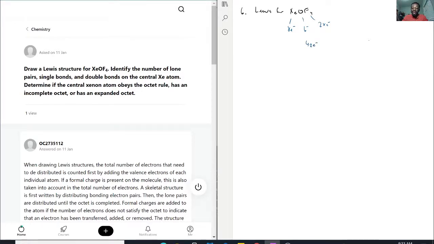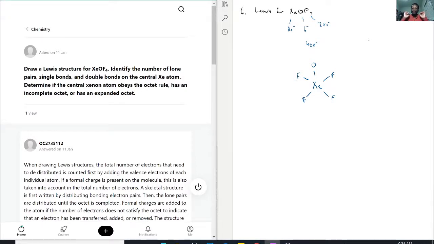So we have xenon in the center. And right away, we're really just going to break this octet. Let me start like this actually: 1, 2, 3, 4, 5. There we go, a little bit more spread out. That's good. And now we have OF4. So we're going to have O, F, F, F, F. So that part is done.